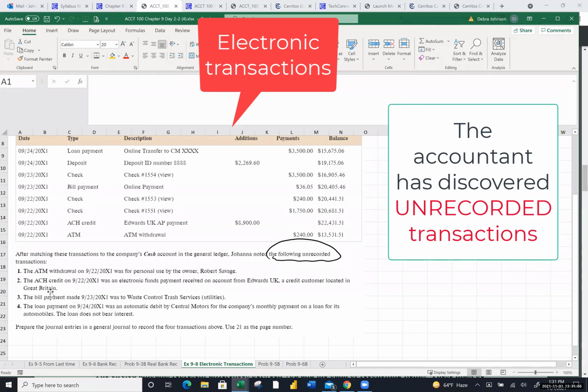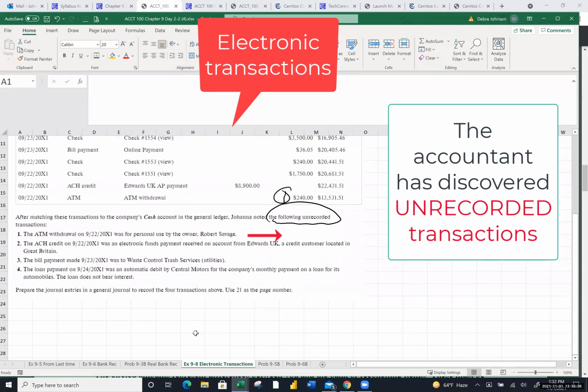So number 1, the ATM withdrawal on 9/22. Okay, go find it. The ATM withdrawal on 9/22. That would be this amount. I'm going to put a little 1. $240 was the owner's personal use. Okay, in other words, the owner went through the ATM machine, which happens all the time, and took out $240. The accountant didn't know about it. What would be the journal entry to record that transaction?